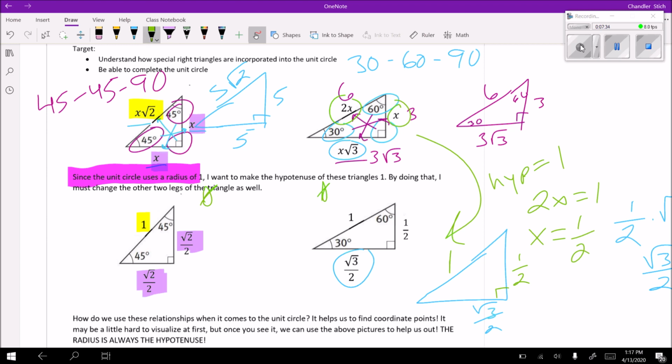Again, if you're going to memorize anything, memorize that and memorize that. You don't really necessarily need to know the work behind it, quote unquote, but it is important that you know the relationship: 1, root 2 over 2, root 2 over 2. We have 1/2, root 3 over 2.